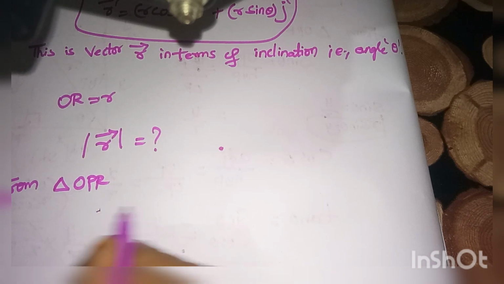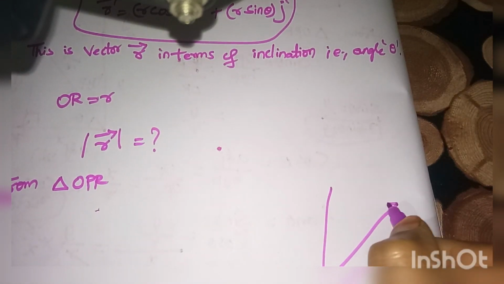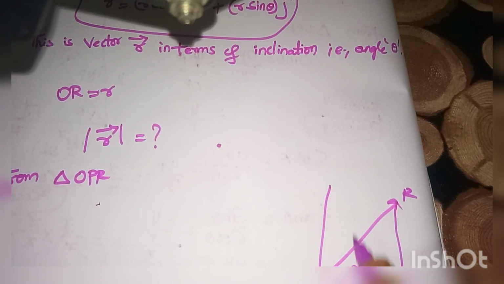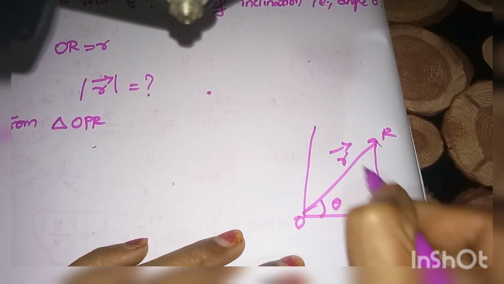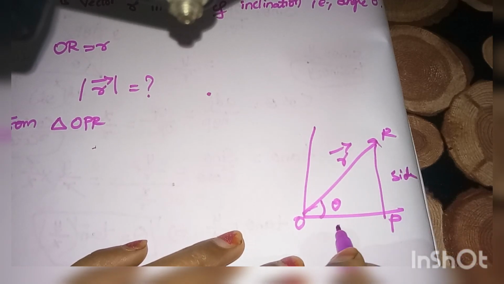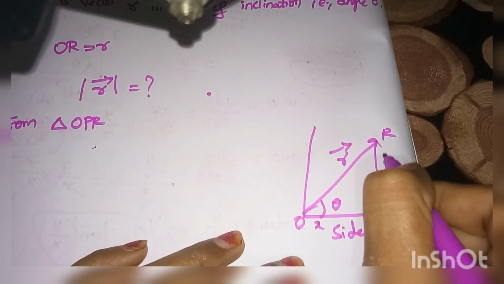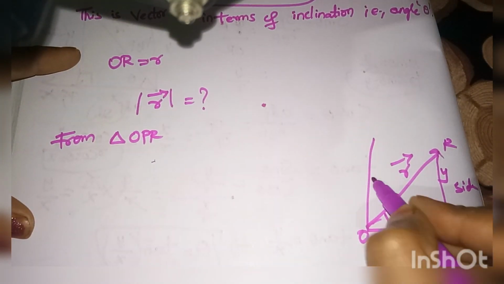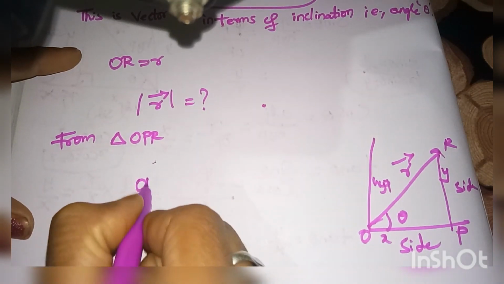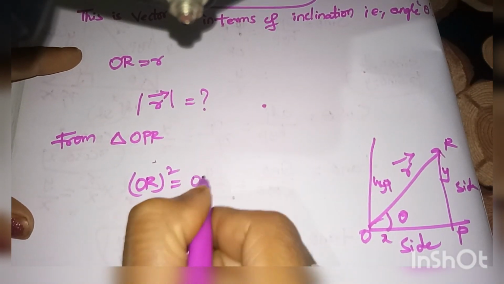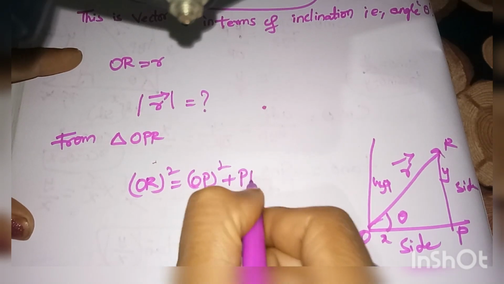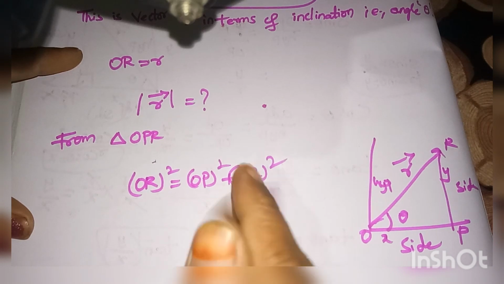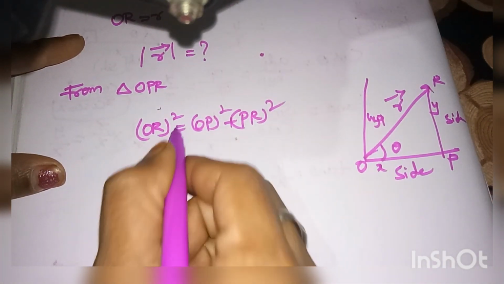What is the hypotenuse here from the figure? O, R, P. This is theta. This is R bar. This is a side, this is the X side and this will become Y. So the hypotenuse is here. OR whole square is equal to OP whole square plus PR whole square. So hypotenuse square is equal to side square plus side square. This is Pythagoras theorem.